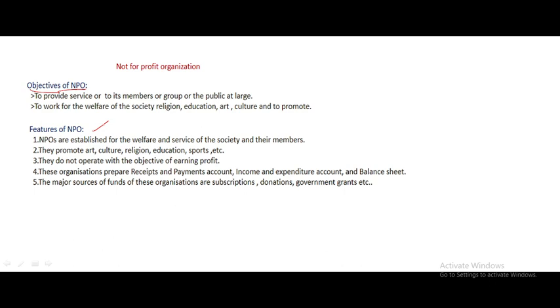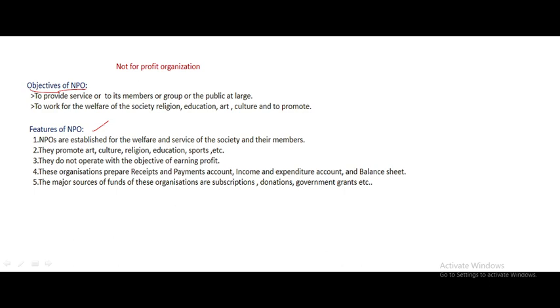It means not-for-profit organizations are those organizations which are established for the welfare and service of the society and their members. Second feature of NPO: NPOs promote art, culture, religion, education, sports. NPOs don't operate with the objective of earning profit. They provide services to the public, to the society, or to the members.